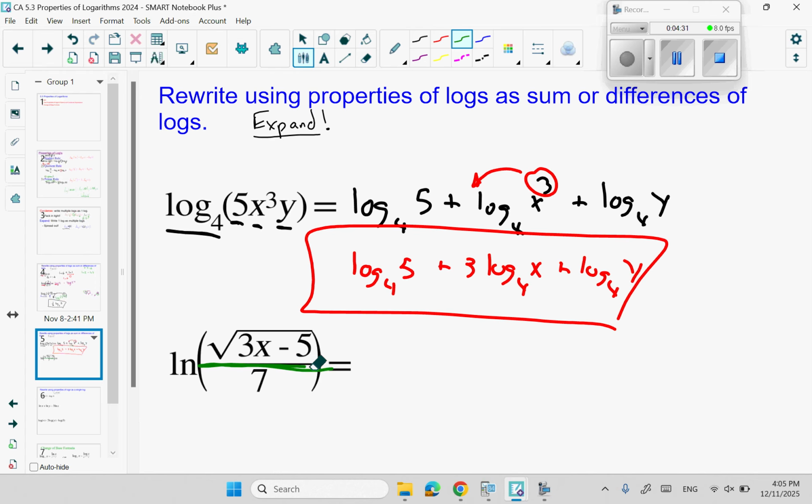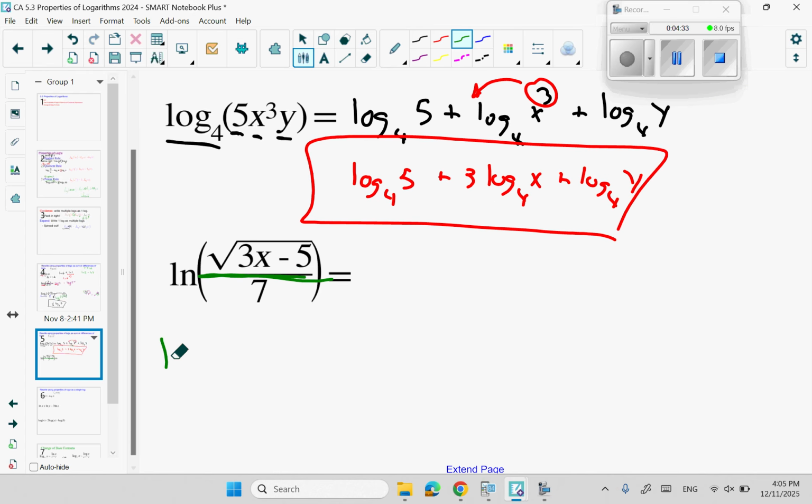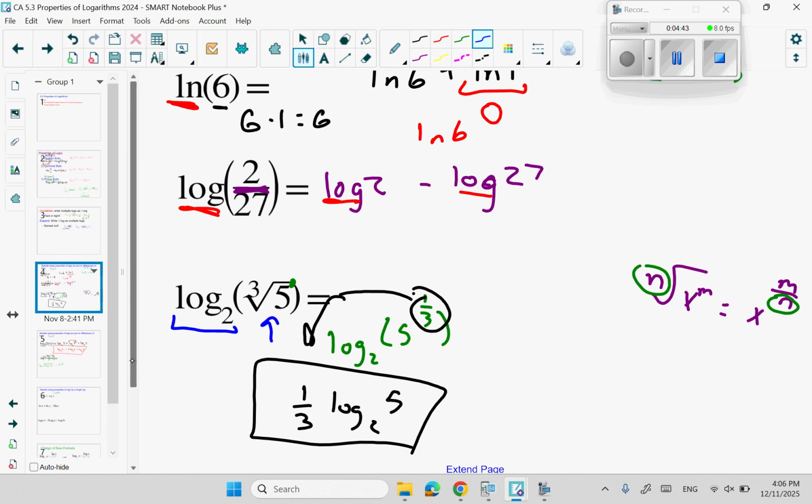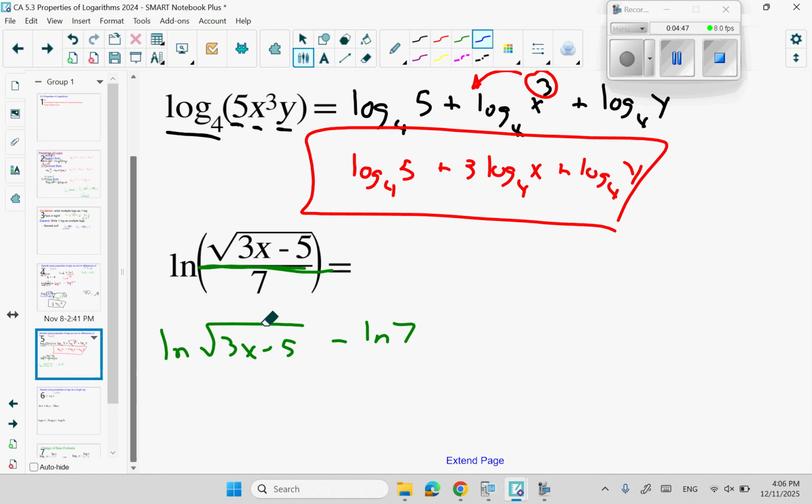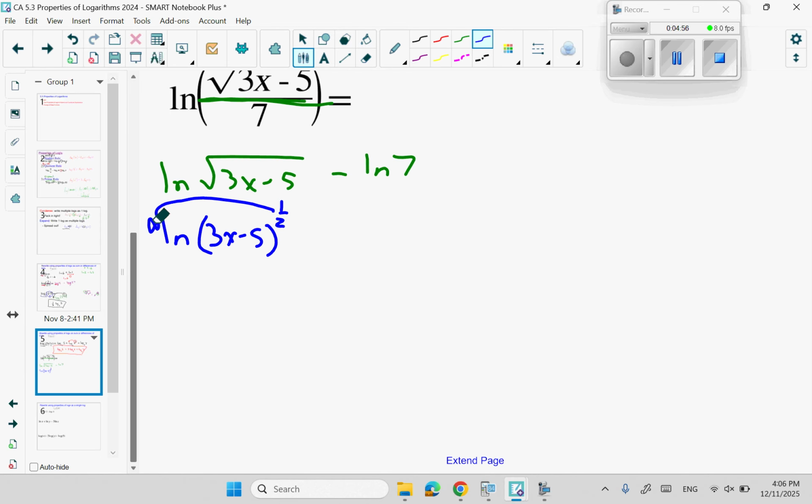Here I am dividing, so I could do subtraction. So natural log of the square root of 3x minus 5, minus the natural log of 7. Just like earlier with that cube root I had, I can rewrite square root as an exponent. The square root would be to the power of 1/2. So now I'm going to take that 1/2 and put it out front. So I get 1/2 natural log of 3x minus 5, minus natural log of 7.